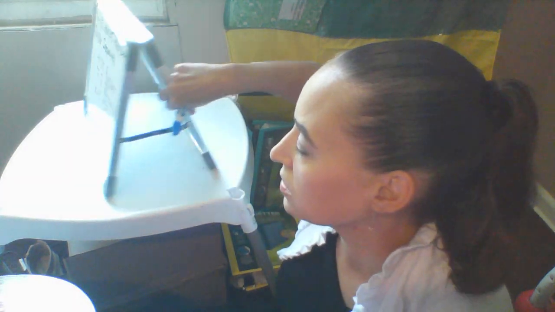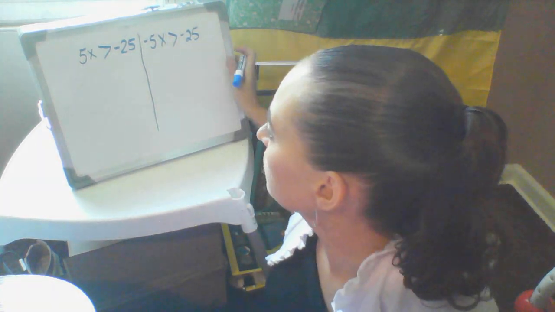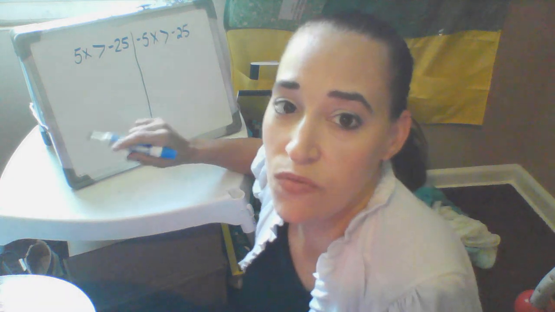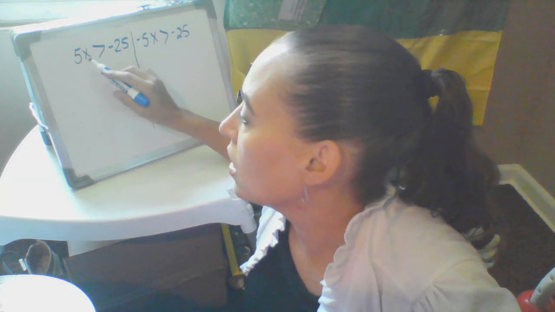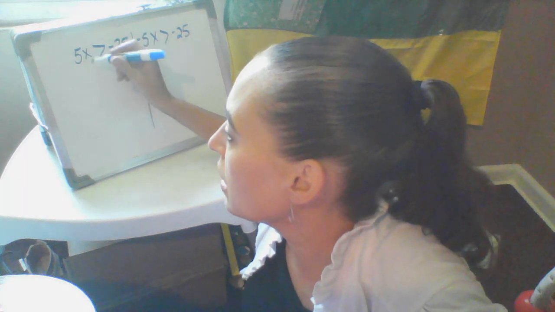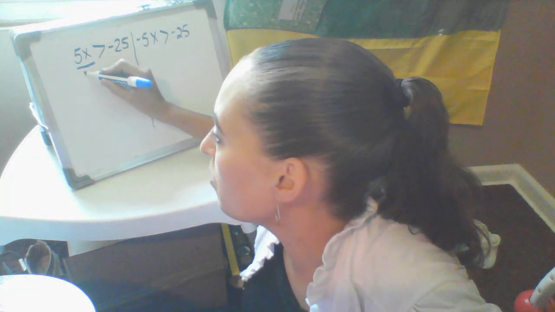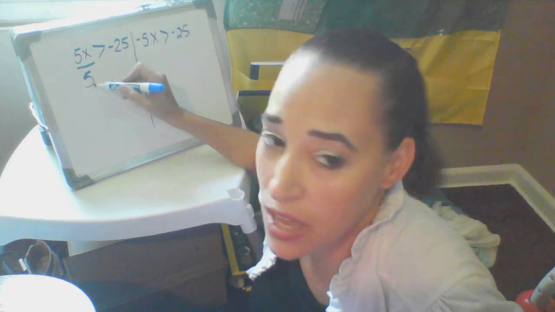Okay, let's try these two. That's the only difference. The only difference. 5x is greater than negative 25. Now remember, you have to divide or multiply by a negative. So to isolate this variable, I'm dividing by a positive 5. Even though there's a negative over here, what I'm dividing by is a positive.